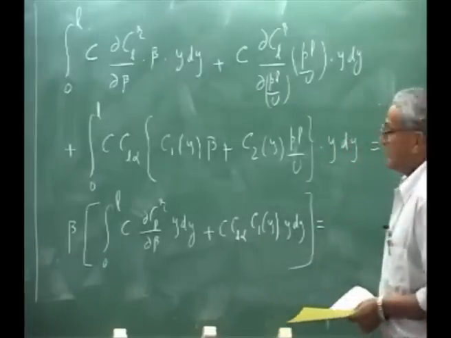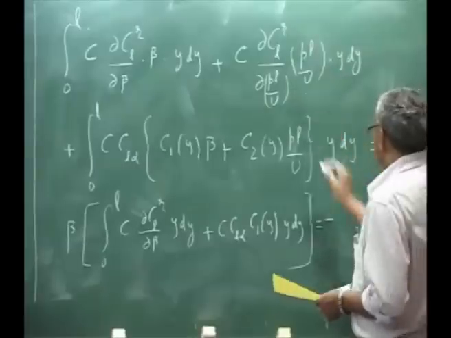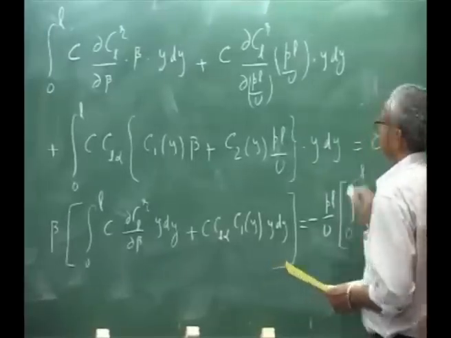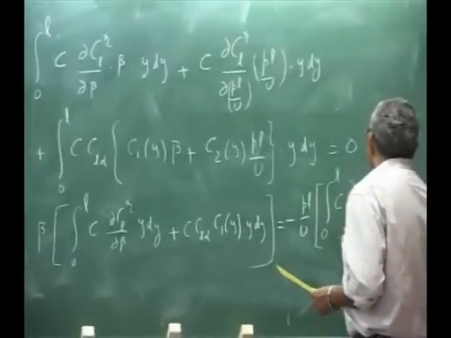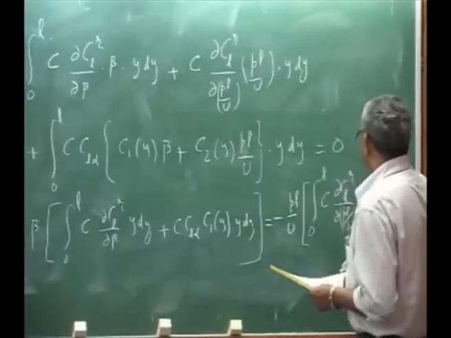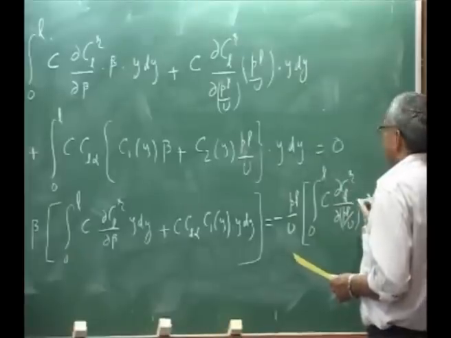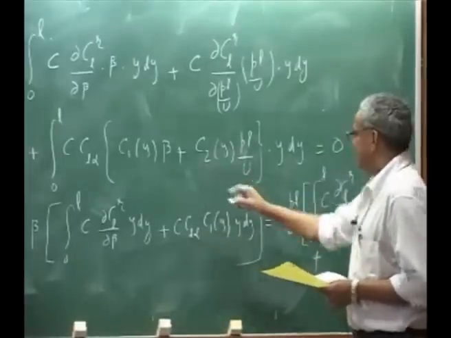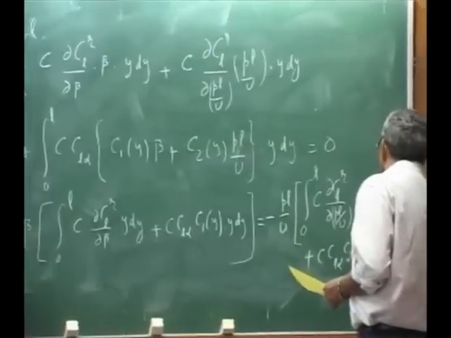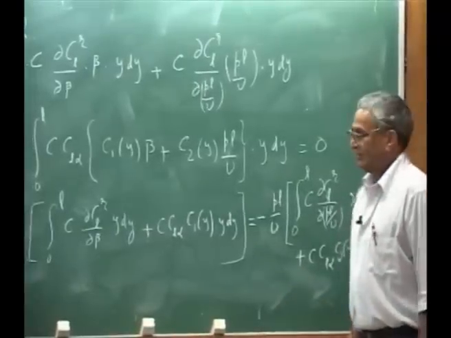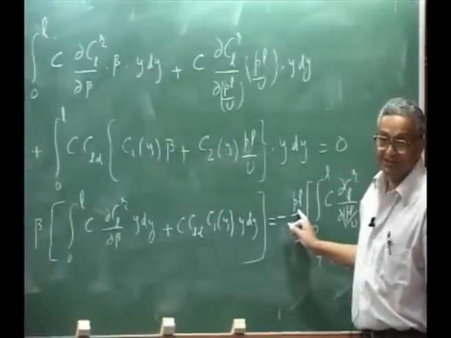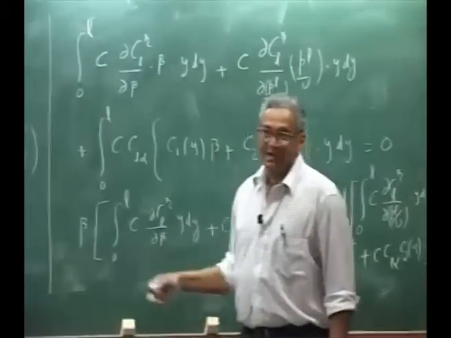This is equal to, you put a minus sign, PL over U. Again open, integral 0 to L, C delta CLR over delta PL over U. This is the first term, into y dy, plus this term, C CL alpha C2y into y dy. Okay. Now what you can write is beta for steady roll rate. If you want to have a steady roll rate, what should be the angle?